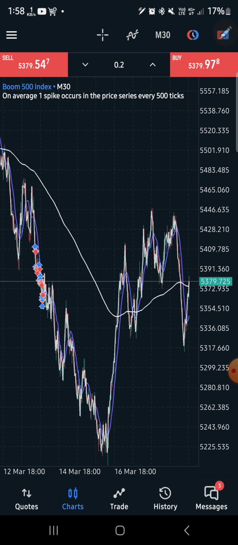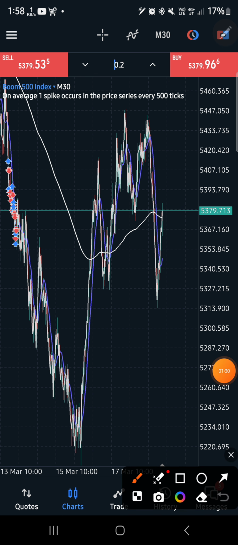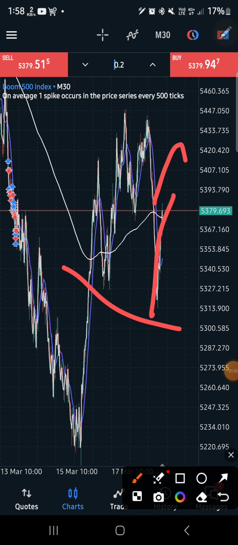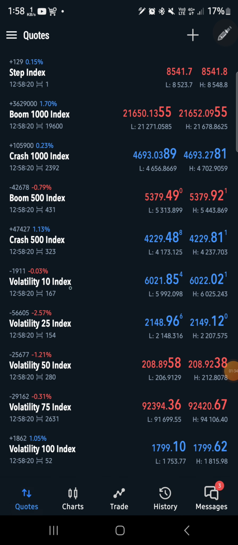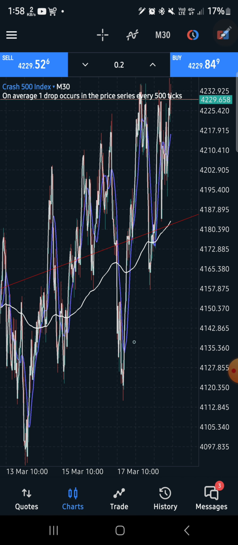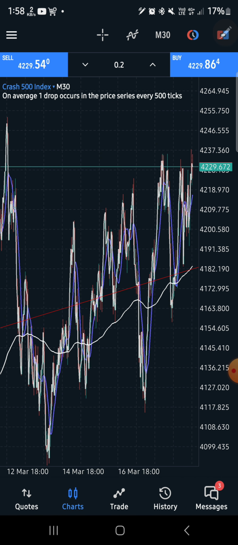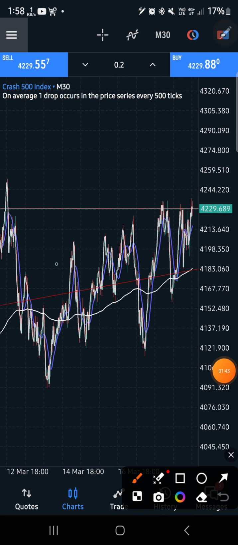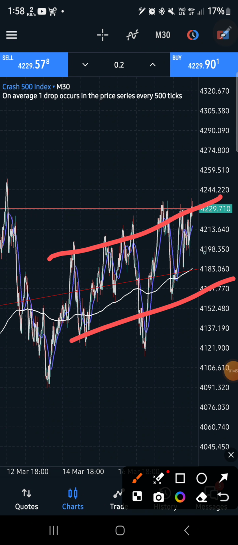You can see this one is on the 30-minute time frame. It's already too late. There is a retest at this zone and the market is already bullish, so we missed that one. Let's check for crash 500. Okay, crash 500 is looking very good for a sell. As you can see, there is an inward bullish trend line here, and the market is rejecting this zone, so it's more likely it's going to drop.